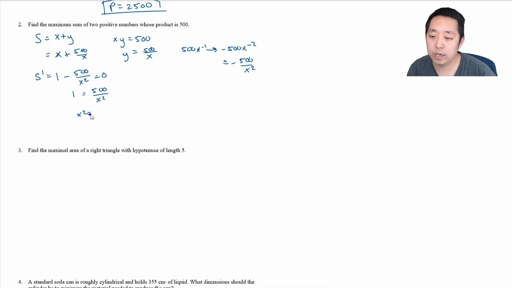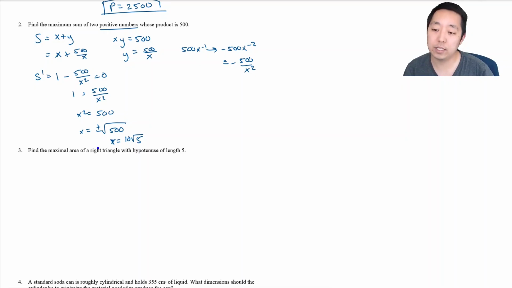That gives me x squared is equal to 500. So x is equal to plus or minus the square root of 500. But because this is telling us two positive numbers, I only want the positive number. So this is going to be x is equal to, I can take out 100, so it's 10 root 5. Okay. Now I want to know if this is a positive, is this a maximum or a minimum here?